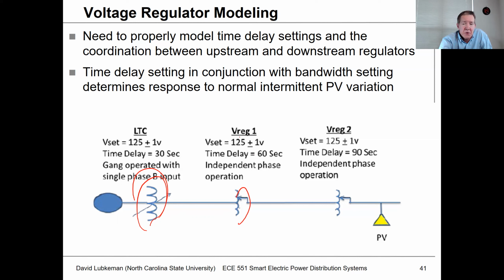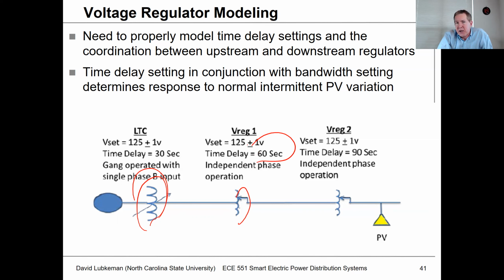And what we do in order to coordinate these devices, we give the downstream device a longer time delay. So we give the station regulation a chance to operate first, and then we would operate the next downstream device. Then if you have a voltage regulator below that, then you would add more time delay.